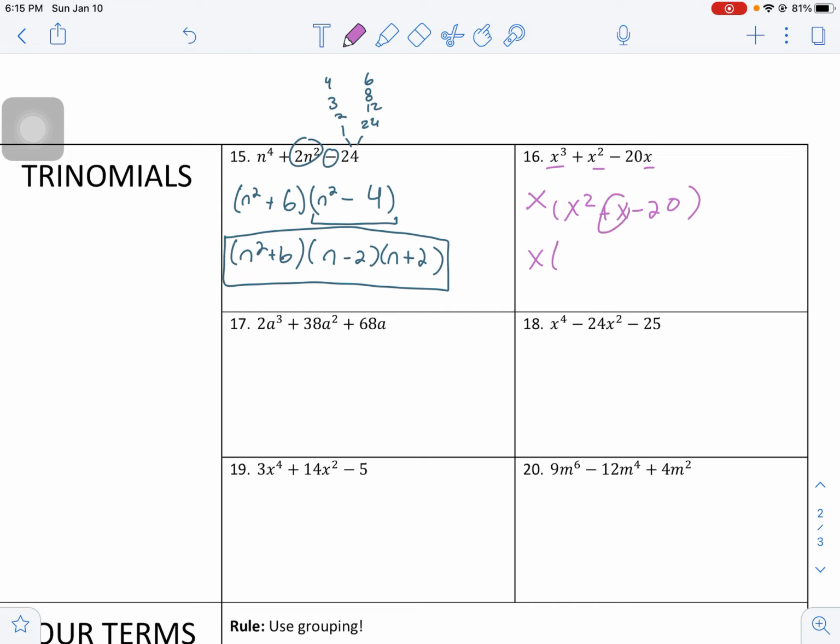So then we have x, 20, we need 1 in the middle. That's going to be 5 and 4 for sure. So x plus 5, x minus 4. And there's our factors.